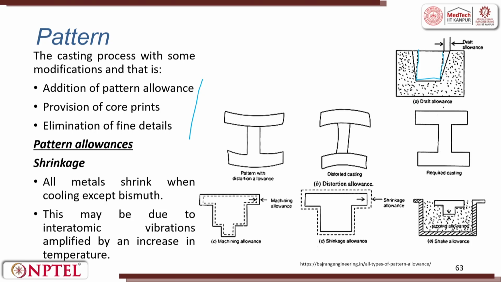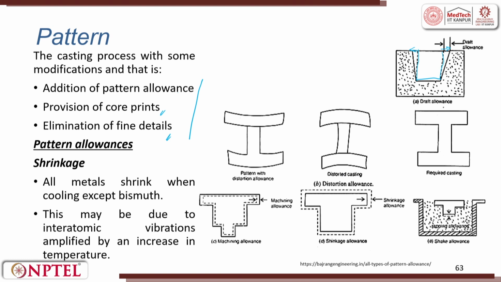So, what we do is, we intentionally give a taper and we give a slightly larger allowance such that when the pattern is removed, it does not damage the mold. So, this one is called the pattern allowance. Next, if you want to have intricate shapes, then you will try to have a core. For holding the core, you will have a core print. And fine details have to be avoided.